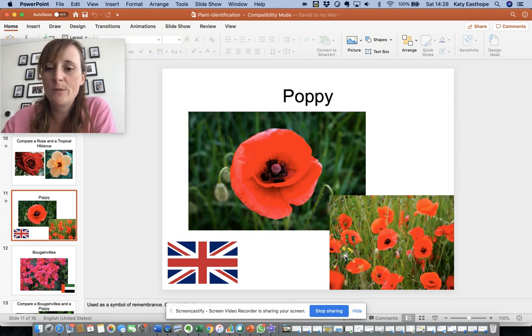They like to grow with other flowers. You can see some dandelions here. Now these poppies are special to the UK because we use them as a symbol of remembrance. So you might see in November British people wearing a poppy, and that's to help them remember soldiers. And lots of places around the world wear them. So they're a special flower.